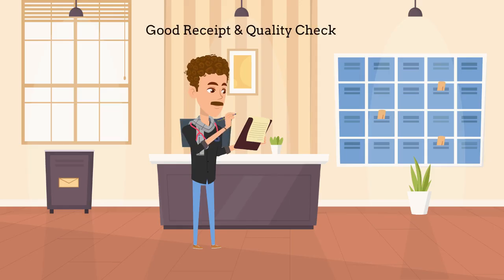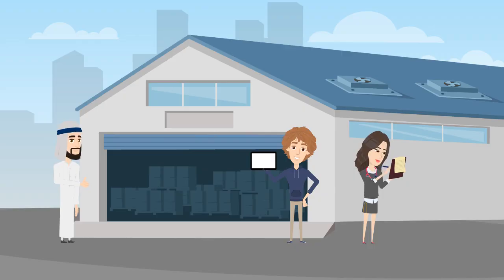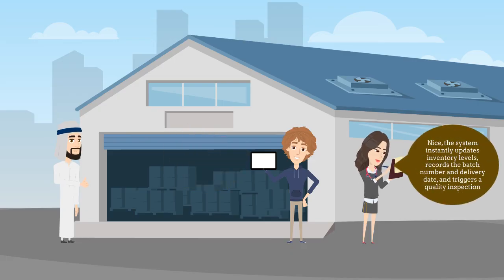When the supplier delivers, ERP records the goods received and ensures quality checks are done before releasing materials to production. 450 kilograms of ABS plastic delivered successfully. Use an ERP interface to perform a goods receipt. The system instantly updates inventory levels, records the batch number and delivery date, and triggers a quality inspection.